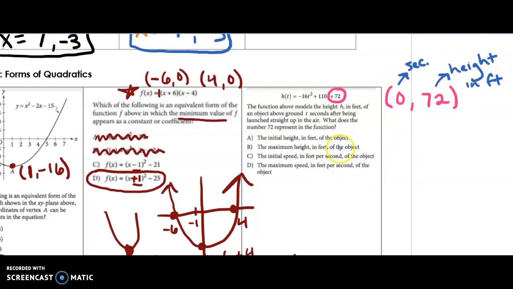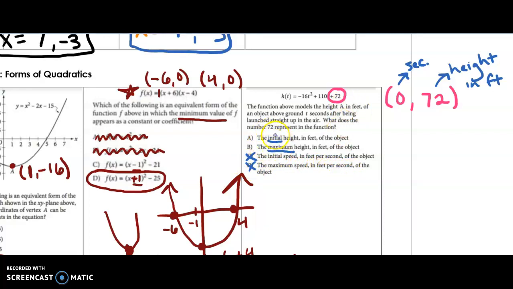Okay, and so when I'm looking at these answer options, option A, the initial height in feet of the object. Okay, nice. We just talked about how 72 represents height in feet, so I like that. Let's go ahead and continue. Option B is the maximum height in feet. Okay, so the difference between answer A and answer B is this word initial versus maximum. We'll come back to that. C is the initial speed in feet per second. No, we're not talking about feet per second or speed. Same thing for D. We're not talking about speed in feet per second.